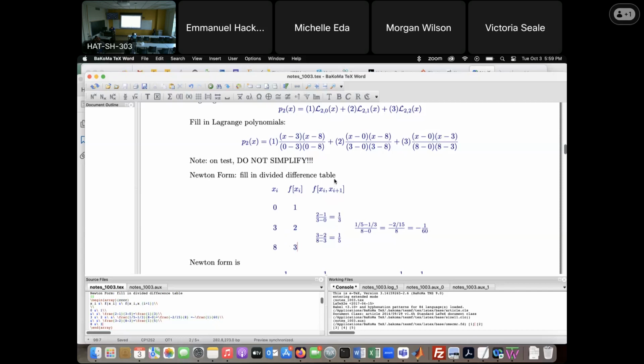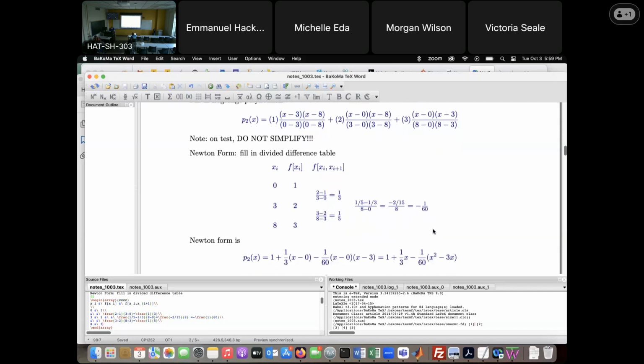So my divided differences in this third column are 1/3 and 1/5. So now I subtract them. So I have 1/5 minus 1/3 divided by these x values, 8 minus 0. Then that gives me my final divided difference of minus 1/60. And then I put all of those into the Newton form.